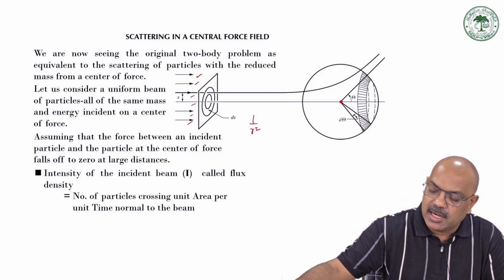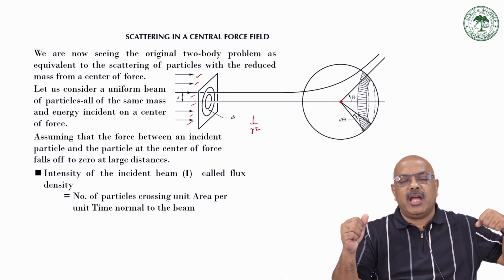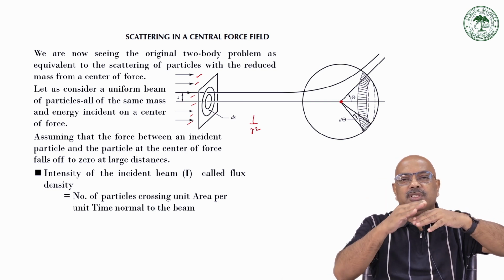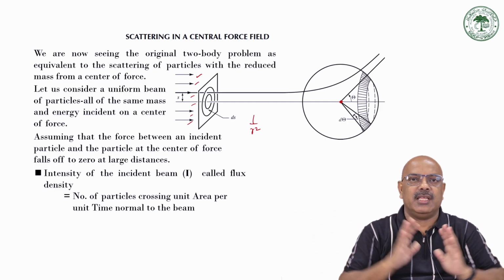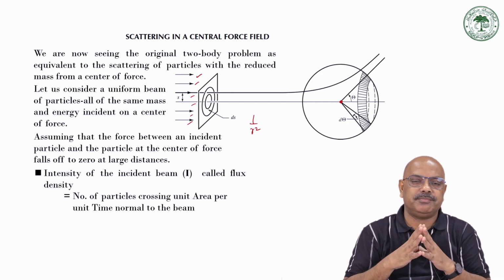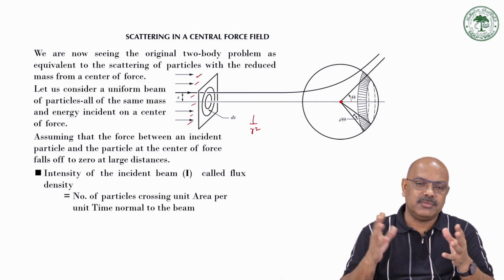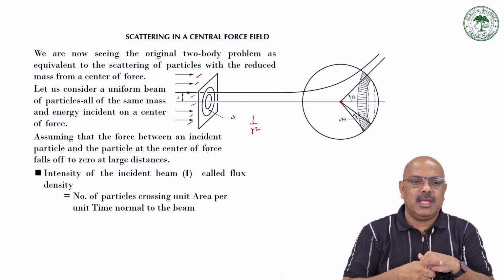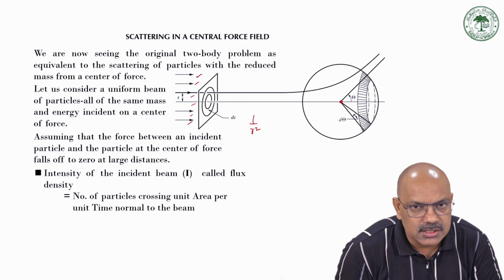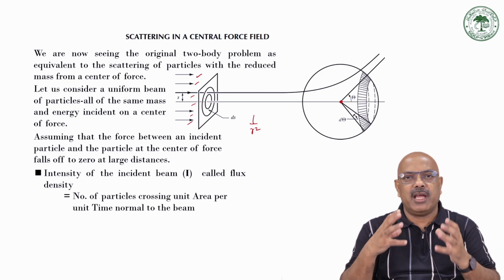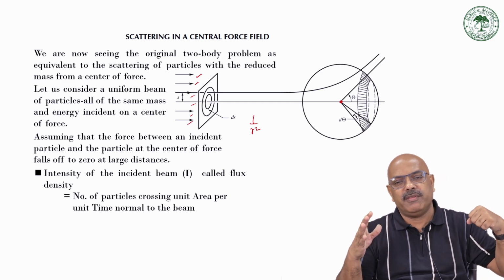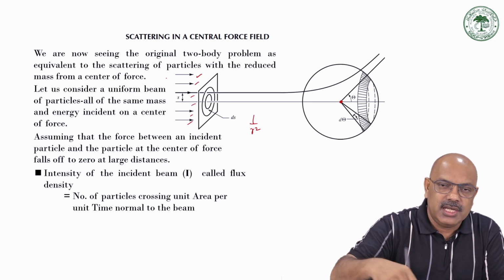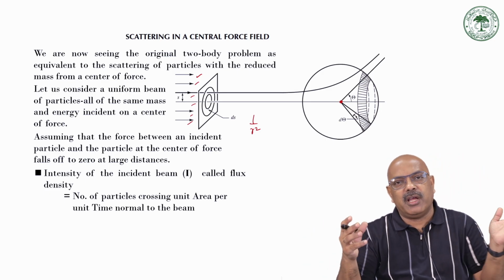As the particle goes away from the center, the force is going to be less and less, and finally it is going to be 0 at large distance. Then we define a quantity known as the intensity, or the flux, of the incident beam. For the projectile which is coming, what is its intensity, or what is its flux?